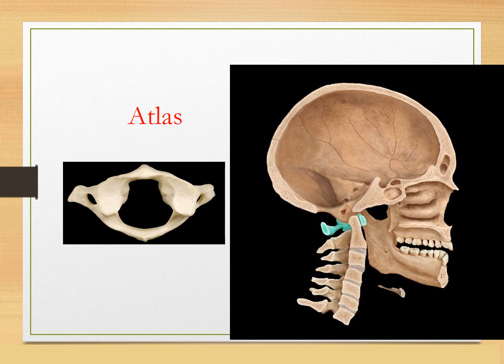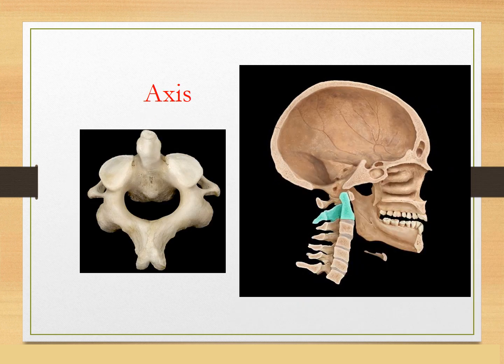This shows atlas. See, it looks like a little ring, and it has these long depressions that articulate with the occipital condyles of the occipital bone. And here you can see axis looks like a little tooth, this dens or odontoid process.